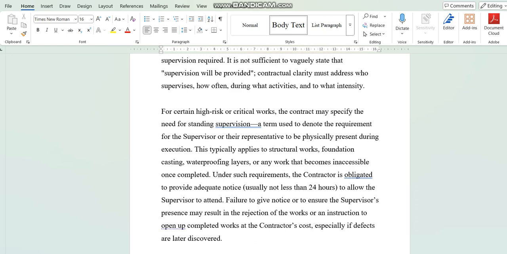And there's another aspect of supervision, called standing supervision, whereby we are denoting that we need the presence of the supervisors and their representatives during the execution of work, like waterproofing and piling work. These are typical works where the SO representative must be there to witness the whole process, and the contractor is obligated to give adequate notice.